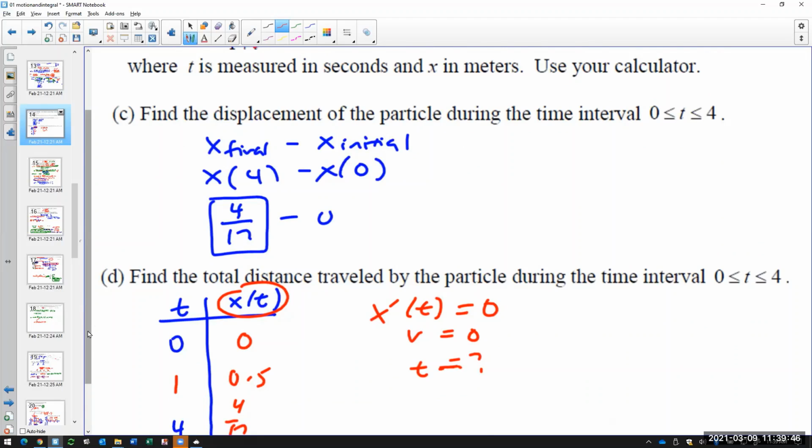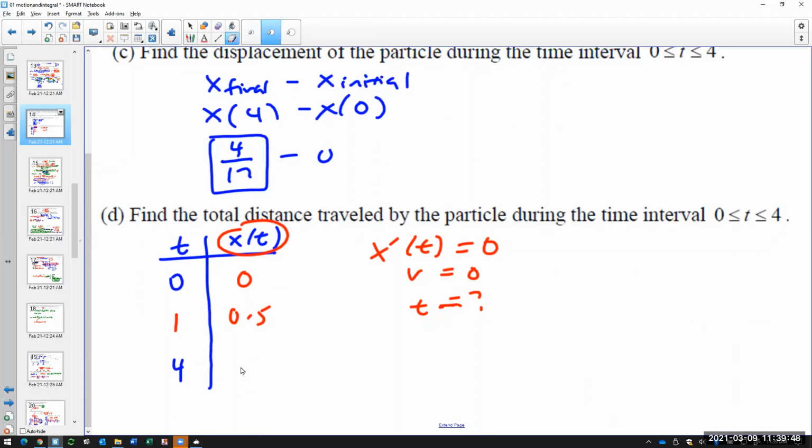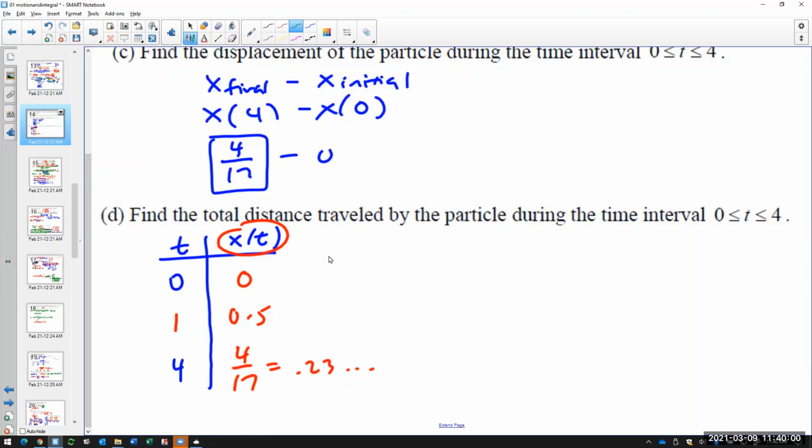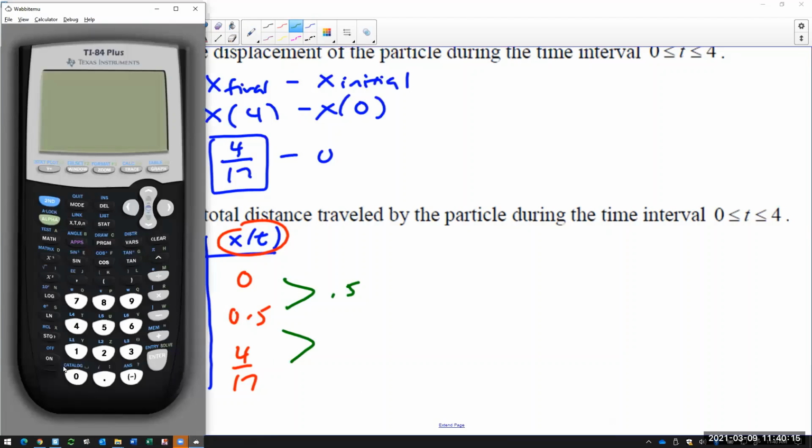Then you pick the largest number. Actually, I don't know what 4 over 17 is. Okay. So guys, oh, I don't pick the largest number. Sorry, that's not what I did. I'm doing total distance. I was doing max or min. How do you get total distance? What's the distance between 0 and 0.5? Okay. What's the distance between 0.5 and this 4 over 17 thing? I don't know. Just put it in your calculator.